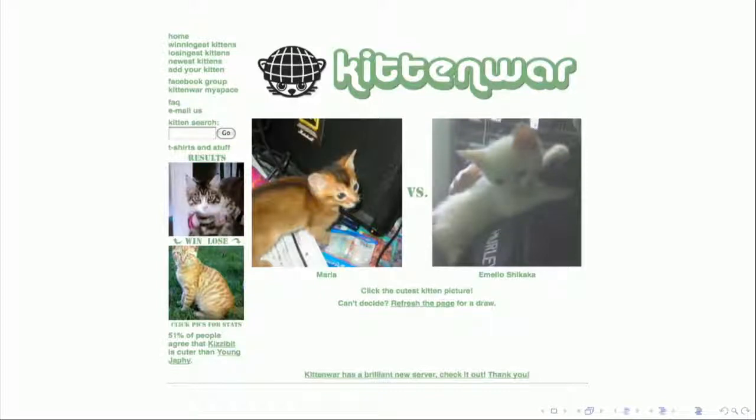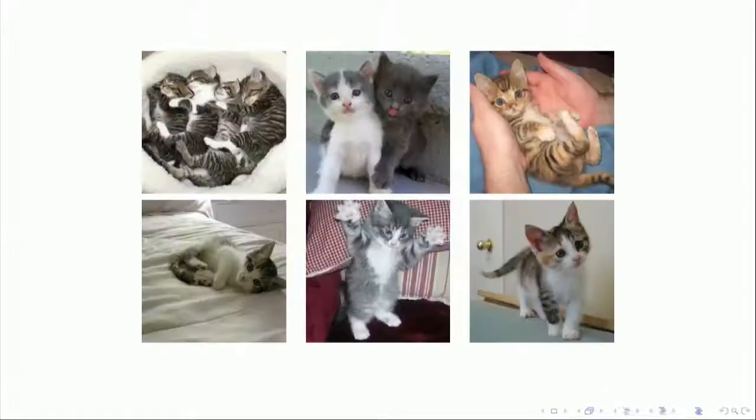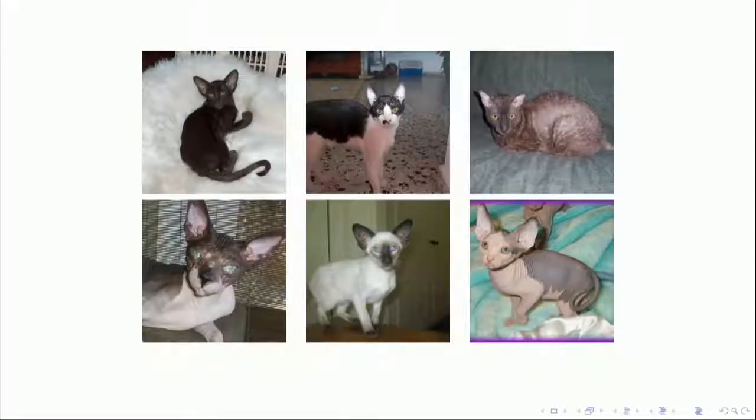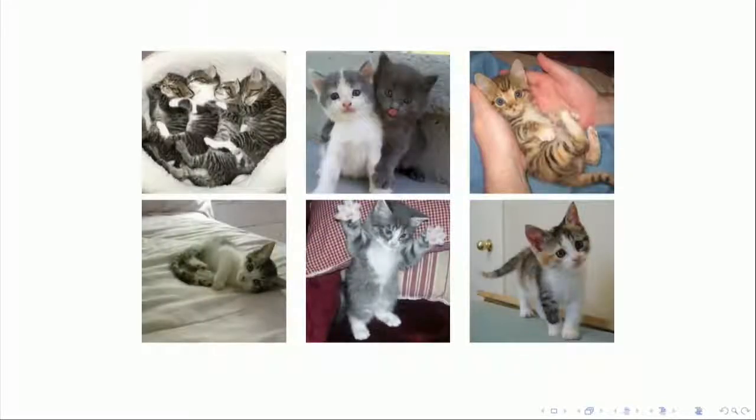So in addition to being a really enjoyable way to spend time, there's some other important stuff that's happening here. If you look to see what are the winningest kittens, this is what you would see. These are pretty cute, I would say, in my professional opinion. If you click to see the losingest kittens, this is what you will see. So it's very different. Let's go back to the winningest kittens.